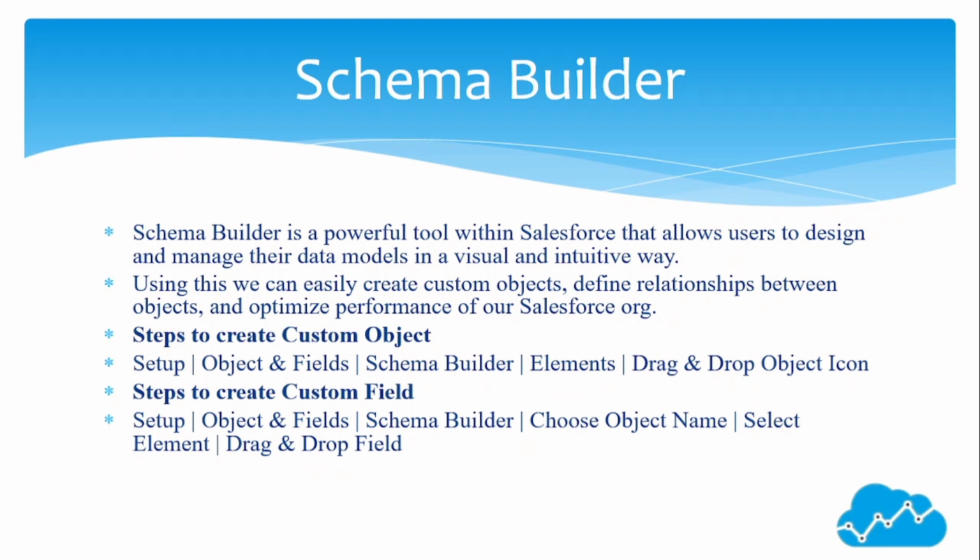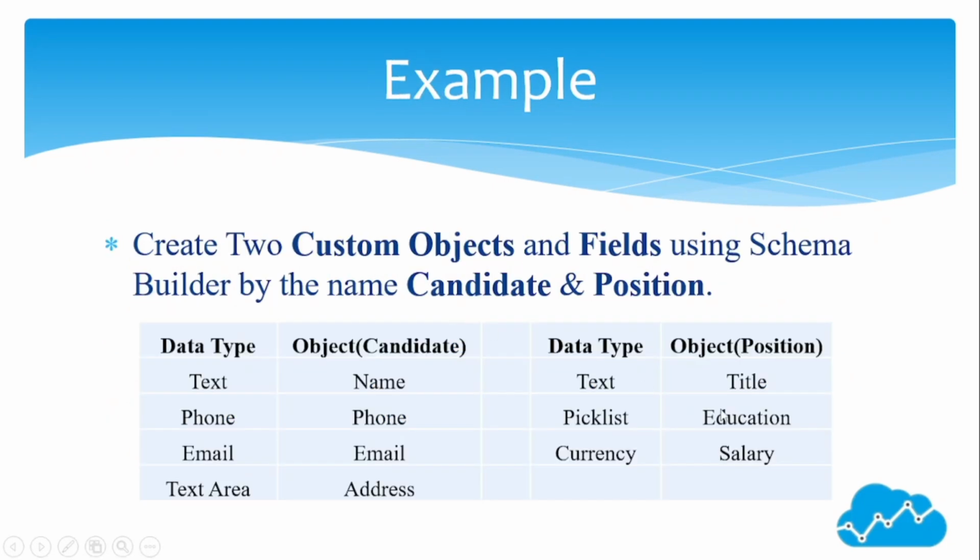Steps to create custom field: setup, object and fields, schema builder, custom object name, select element, drag and drop field. So let's see an example. Create two custom objects and fields using schema builder by the name, candidate and position.